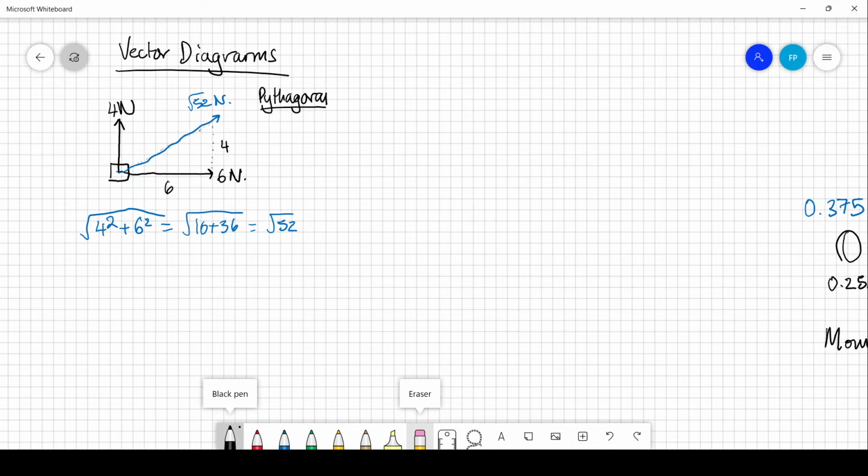Your alternative method is to measure. So the thing is, on these vector diagrams, they might give you a little scale on the side. This could be, let's say, 1 centimeter, which could equal some number of newtons, let's say 2 newtons. And what you'd do is you'd still draw the same triangle, but you'd instead use your ruler and measure right here.